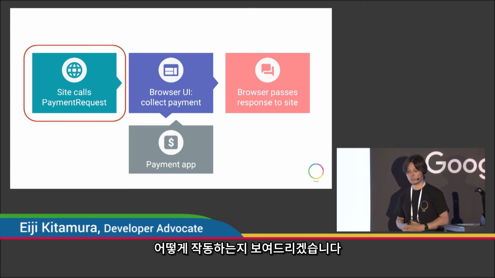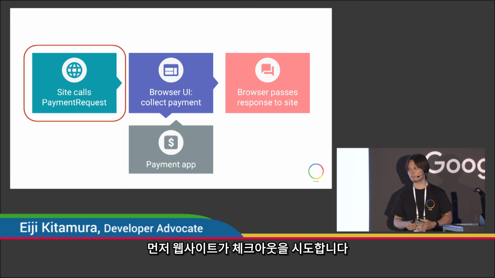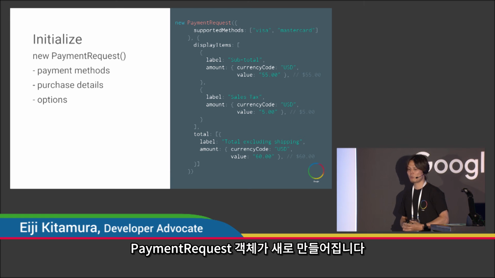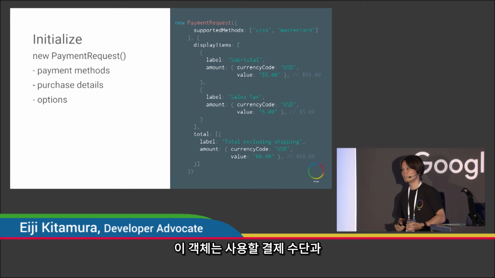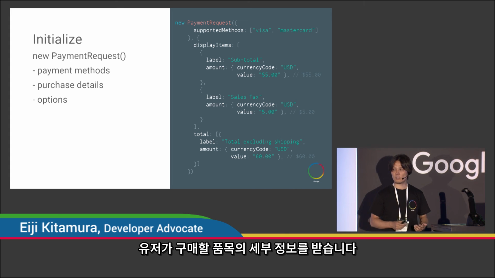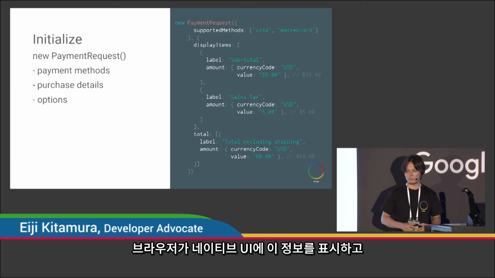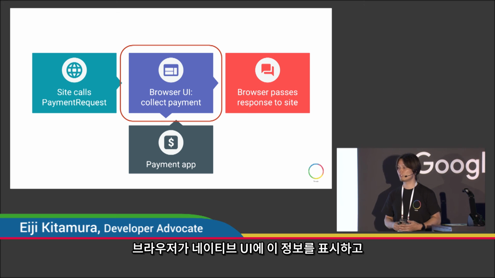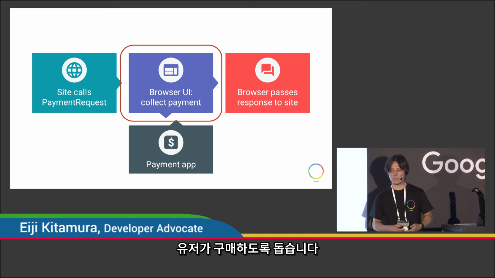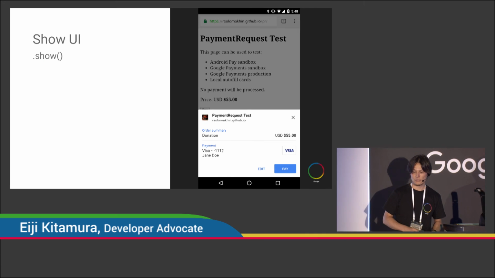Let me show you how it works. At first, the site tries to check out. Then you create a payment request object, which takes the payment methods that you can accept, then the item details of what the user is going to purchase. Then the browser will be able to show the native UI to help users make a purchase, which looks like this.